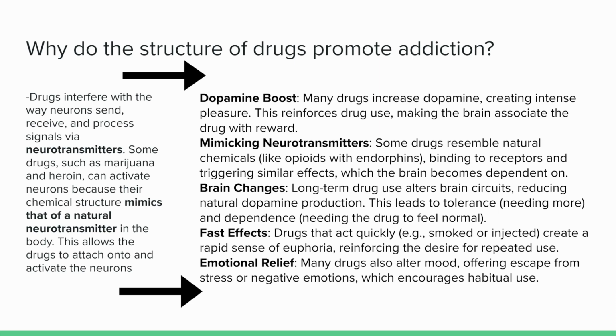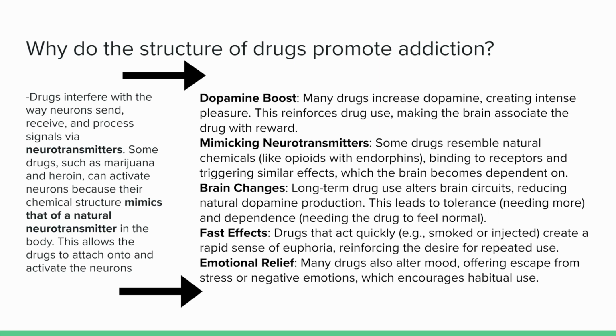Why does the structure of drugs promote addiction? Dopamine release plays a key role in addiction. Many drugs increase dopamine, the neurotransmitter responsible for pleasure, which reinforces the desire to use the drug again. Some drugs, like opioids, mimic natural chemicals like endorphins, binding to the same receptors and creating a physical and psychological dependence. Chronic use can reduce the brain's ability to produce dopamine naturally, leading to tolerance and dependence.